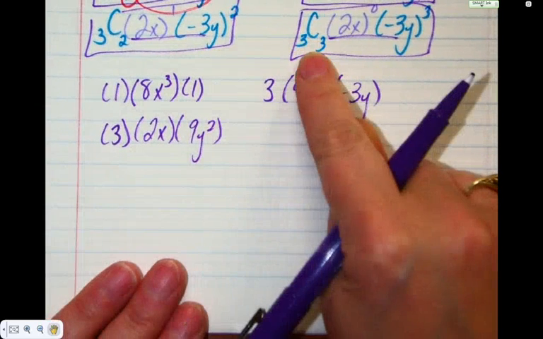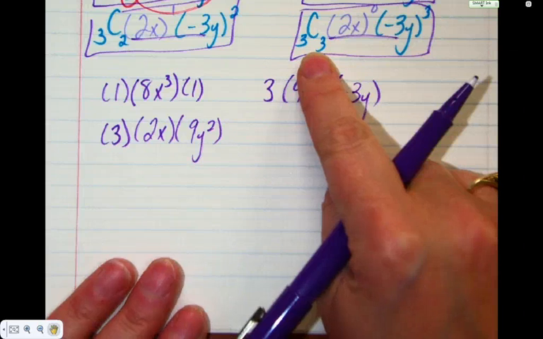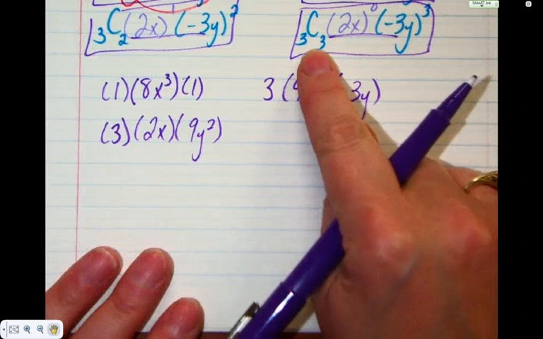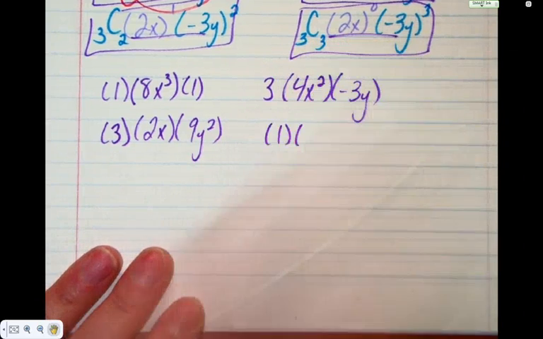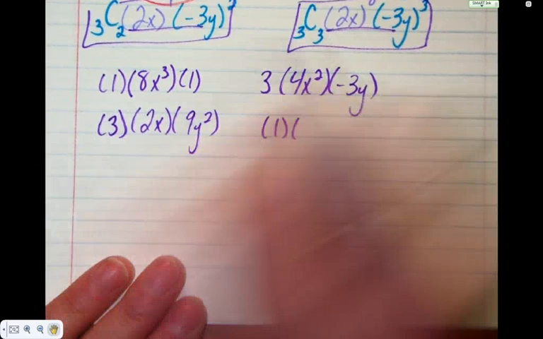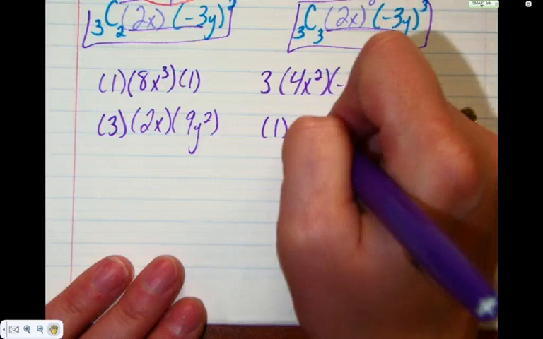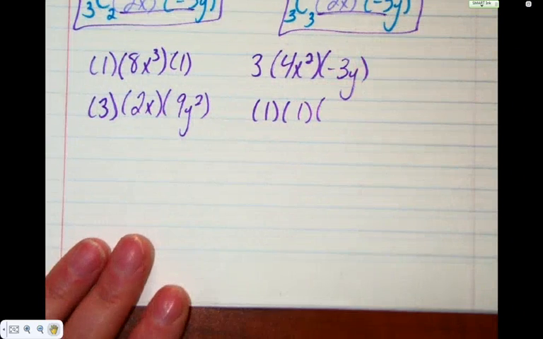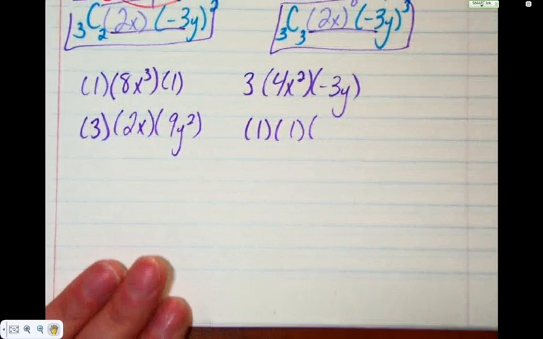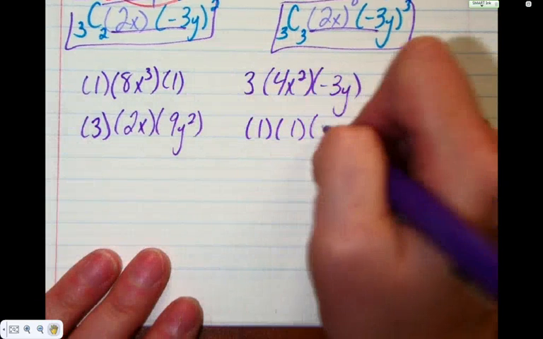And the last term, nCn, or 3C3, or 5C5, or 7C7 is always going to be 1. A 2x to the 0 is 1. And the last one, we just need to do negative 3 cubed and y cubed.